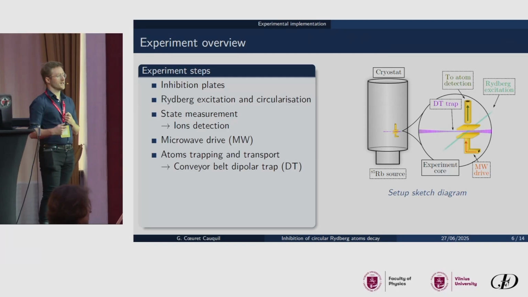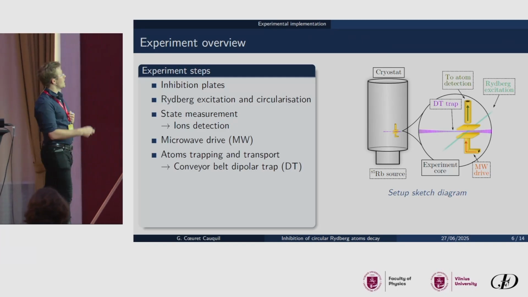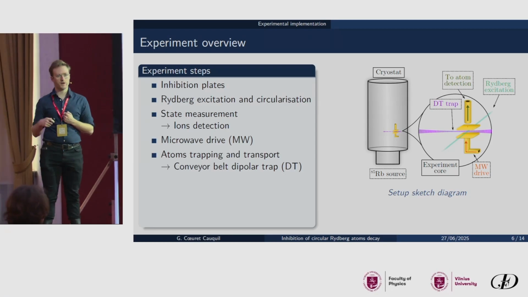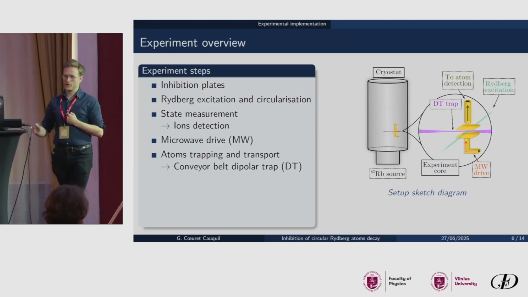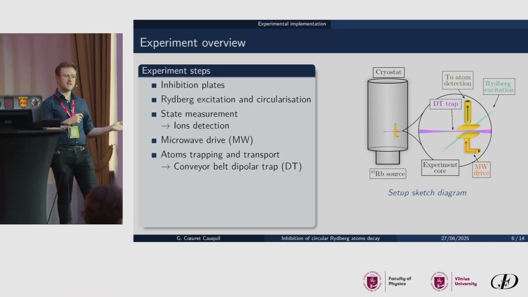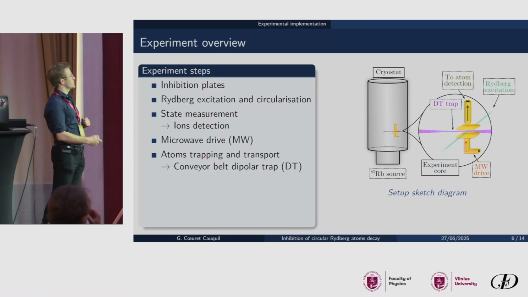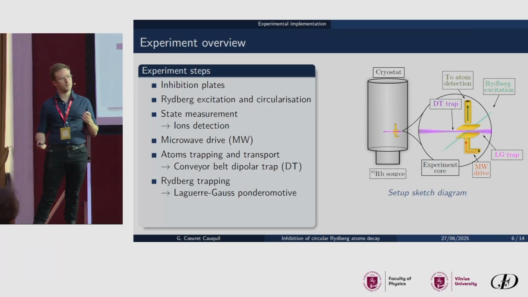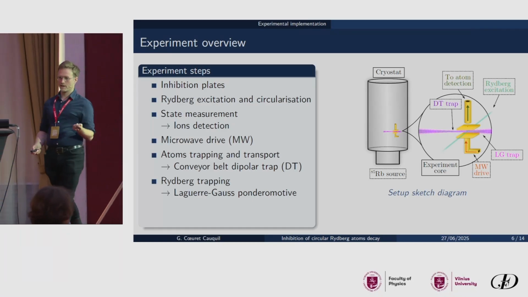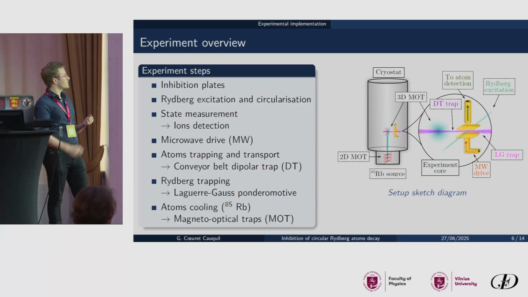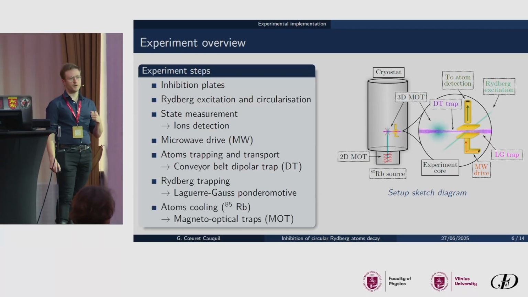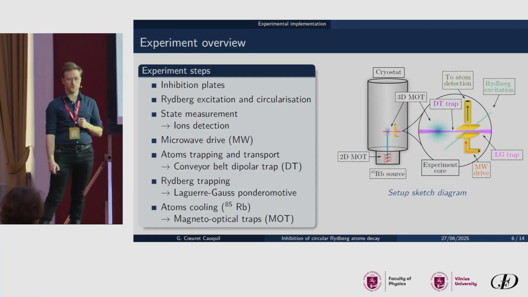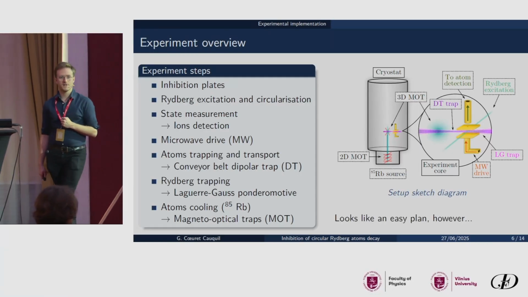And you want the atoms to be trapped, so you need a trap. And to place them carefully in between the two plates, we're using it in a conveyor belt fashion to be able to displace the atom out of or in between the two plates. And to trap the Rydbergs as well, we need another kind of trap, which is the Lagergos motif trap. And last but not least, we want to trap atoms, so we need cool atoms. And for this, we are using magneto-optical traps. So, well, looks like an easy plan.